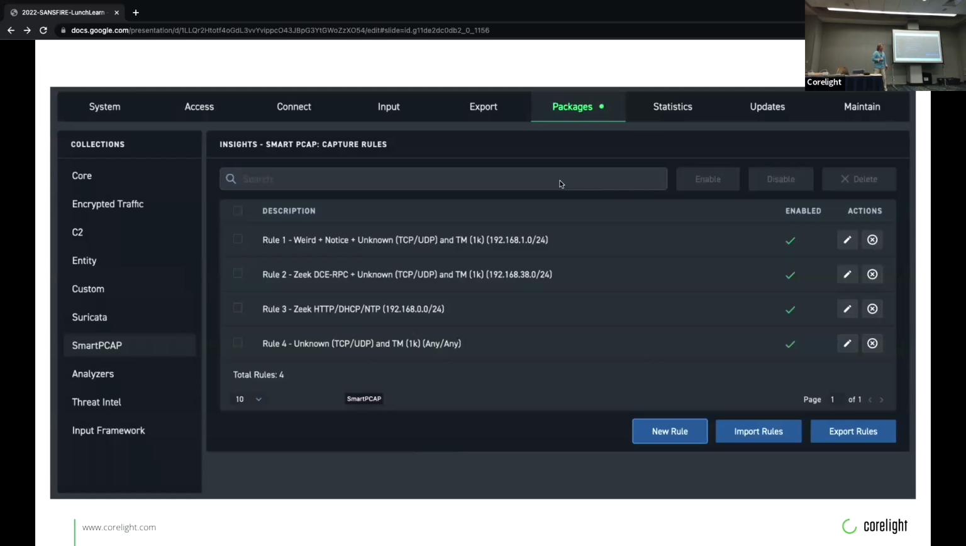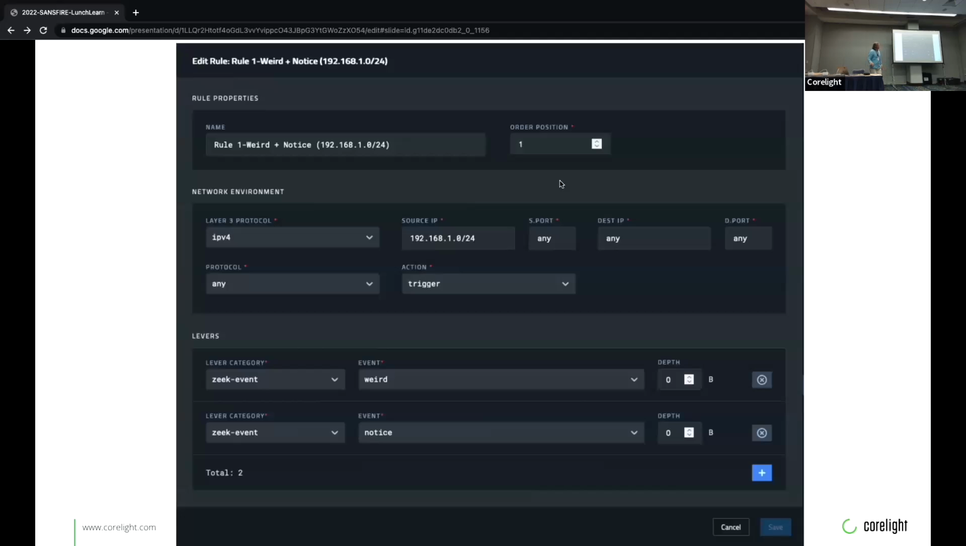What does a rule look like? In this case, we're defining the rule and saying, if I see something weird, remember, it doesn't follow the RFC, notice is really in our vernacular for an alert, a custom alert that either has been built by the community or by Corelight, unknown, grab the first 1,000 bytes, I call it time machine, but apply it only to this IP segment. Each one of these rules is applied to a different segment. In this case, this is the catch-all, the any rule, because if there's something else coming through my connection, I want to capture everything.